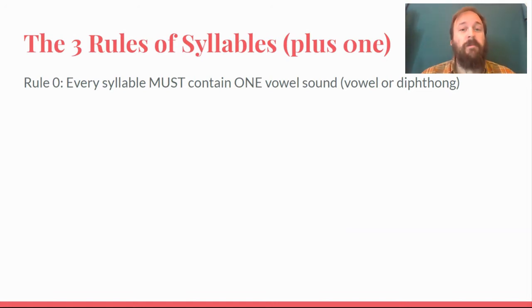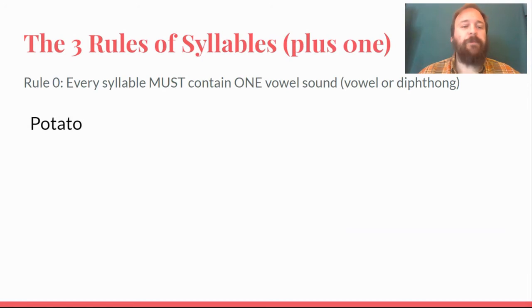Every syllable must contain one vowel sound. A vowel sound is either a vowel, like A, E, I, O, U, or Y, or a diphthong. Those are two vowels that make one sound, like AE makes the I sound, or AU makes the aw sound. Those count as one vowel sound. So that's rule 0. So let's do some examples.